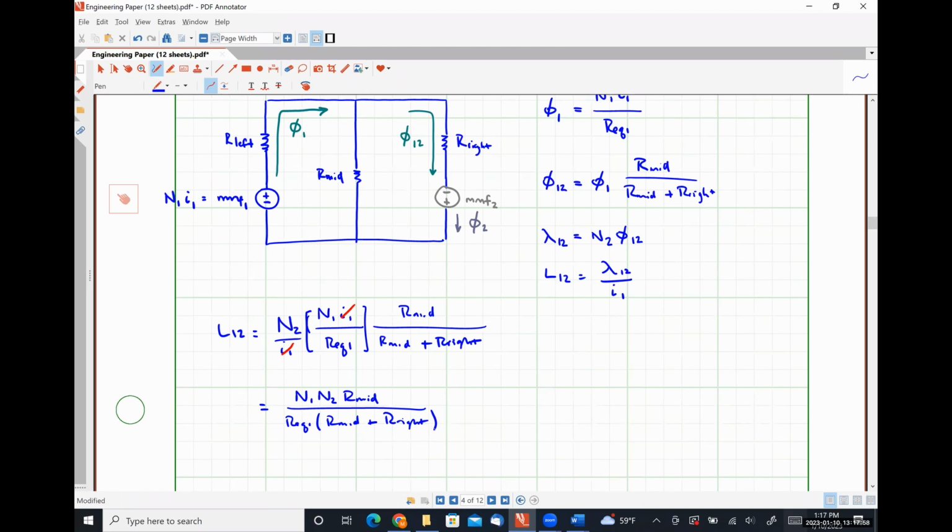We could do it a different way. Yes, ma'am. No, they won't cancel out because the denominator of that fraction, like if we had R mid plus R right over R mid, then we could treat that as 1 plus R right over R mid, but we can't do it the other way around.